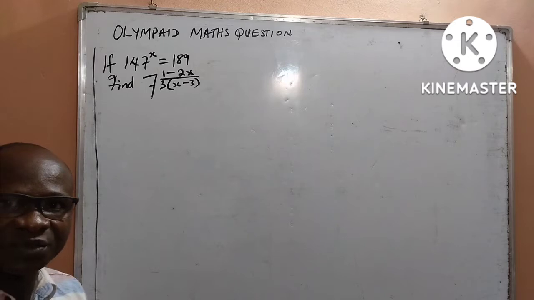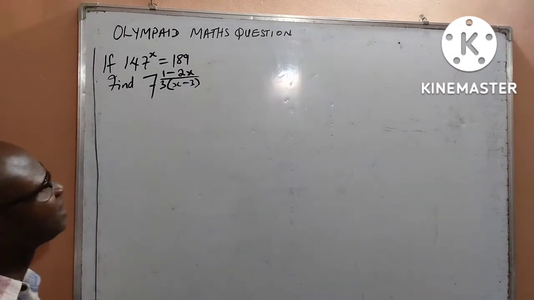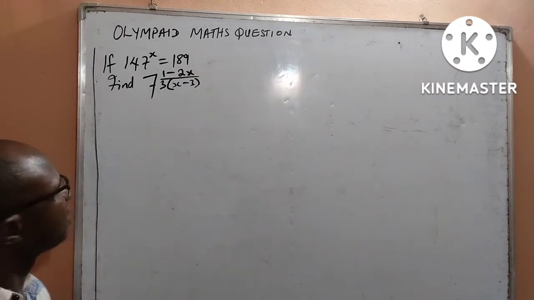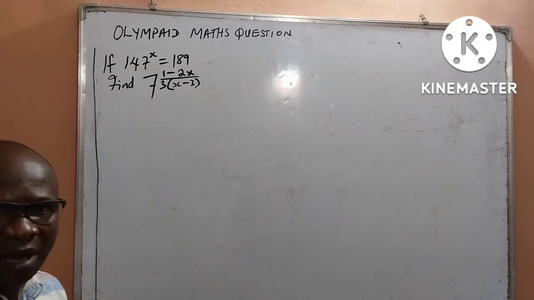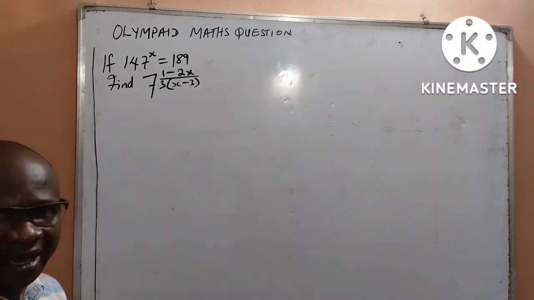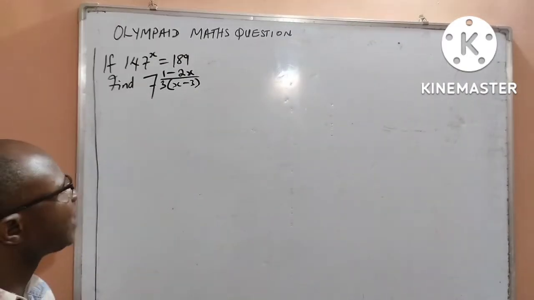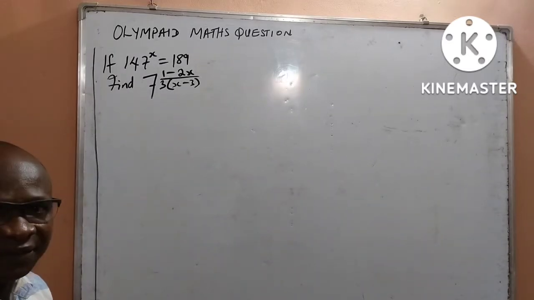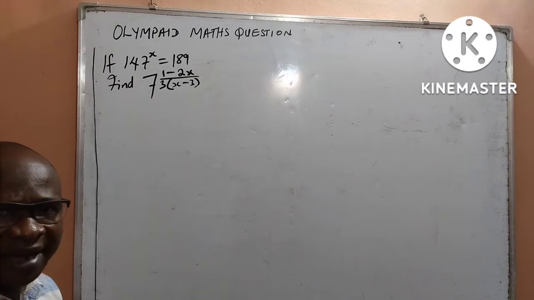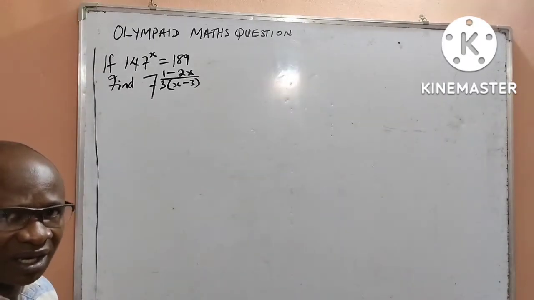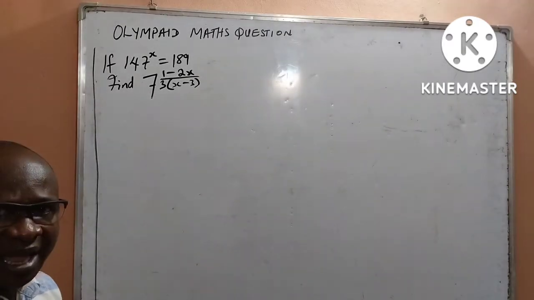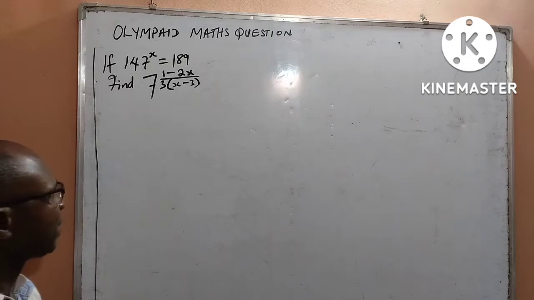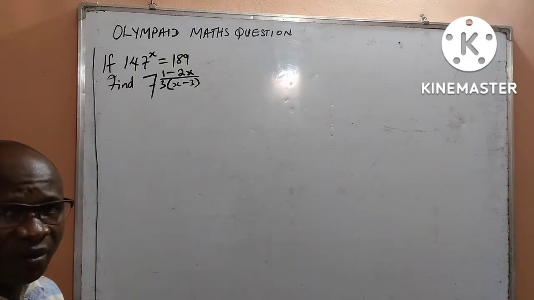In today's math class, we shall be discussing an Olympiad Maths question. We are given that if 147 raised to the power x is equal to 189, then we should find the value of x, 7 raised to the power 1 minus 2x, all over 3 into the bracket x minus 3 close bracket. Let us dive in straight away.